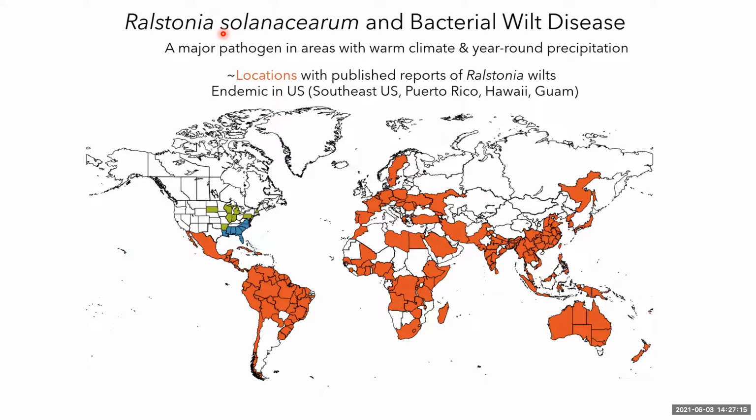So in the case of Ralstonia, this is a pathogen that prefers warm temperatures. And since it's a bacteria that doesn't survive drying out well, and it's transmitted through the soil, it requires year-round precipitation so that the soil doesn't dry out too much. So fingers crossed that California doesn't get Ralstonia. In the US, Ralstonia is endemic in the Southeast US, Puerto Rico, Hawaii, and Guam. And it's pretty ubiquitously widespread in the tropics around the world.